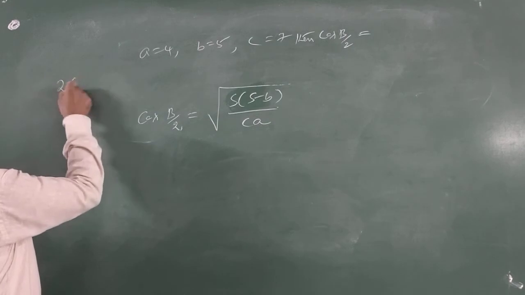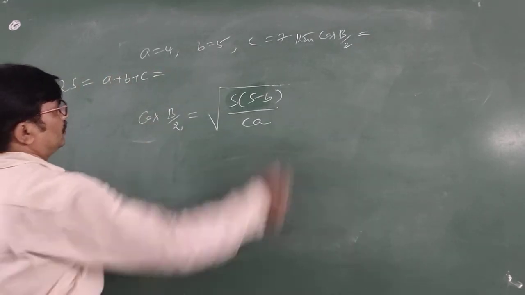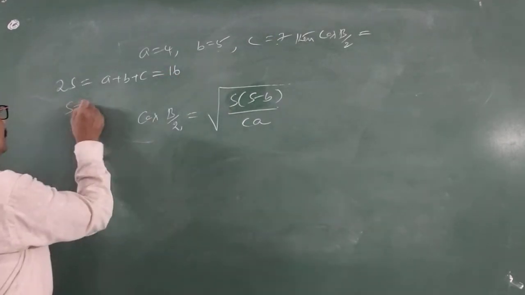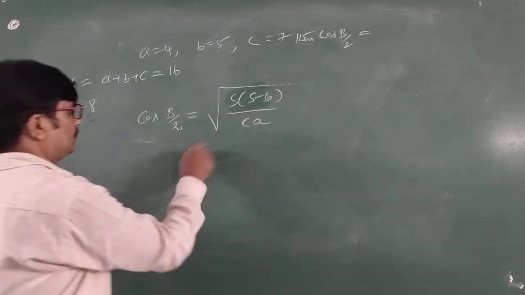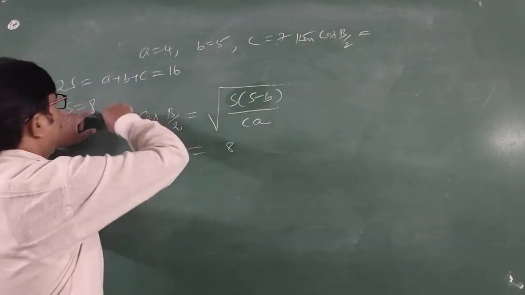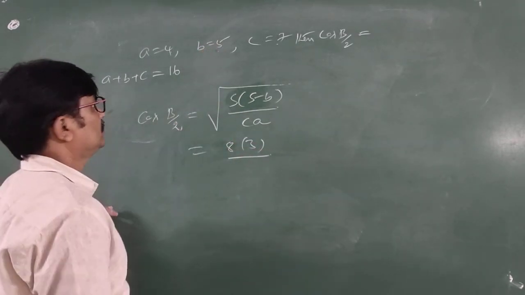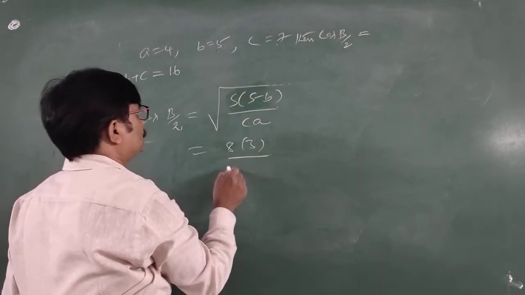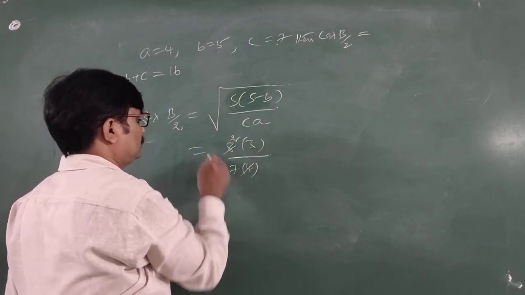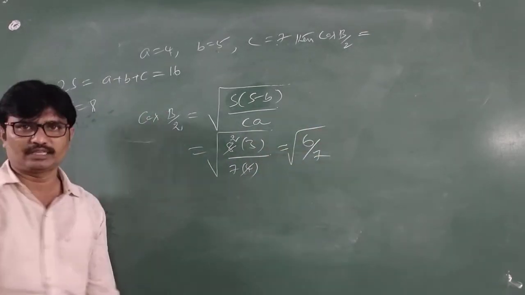Therefore, students, we can take 2s as a plus b plus c. 7 plus 5 is 12, 12 plus 4 is 16, so s is 8. 8 into s minus b, 8 minus 5 is 3, over ca, that is 7 into 4. 4 ones are 4, 4 twos are 8. So students, this is root over 6 by 7.